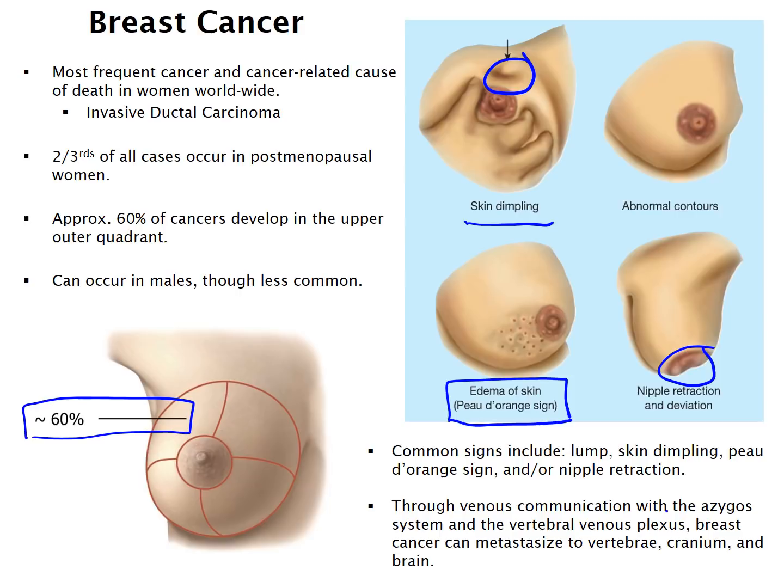Because part of the deep breast is drained by the intercostal veins, those veins can carry metastasized cells to the azygos system, and from there, those cells can metastasize within vertebrae, within the cranium, and even the brain because of the communication with the internal and external vertebral venous plexuses of veins.